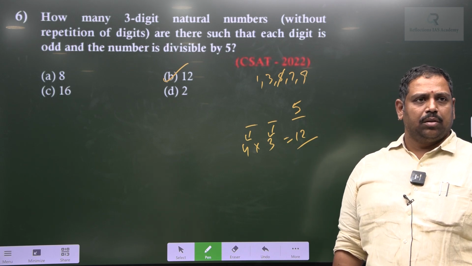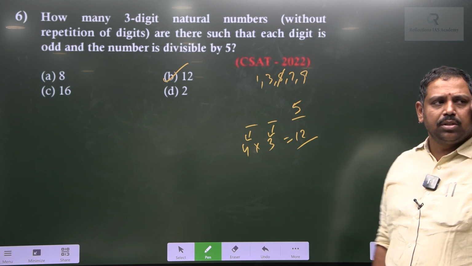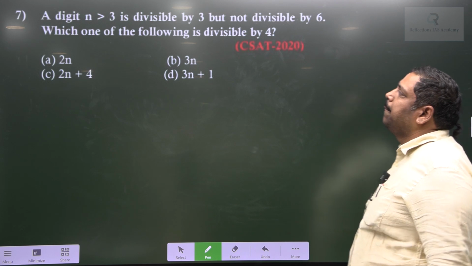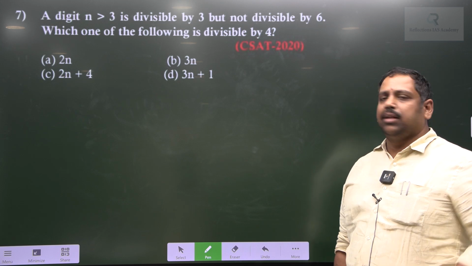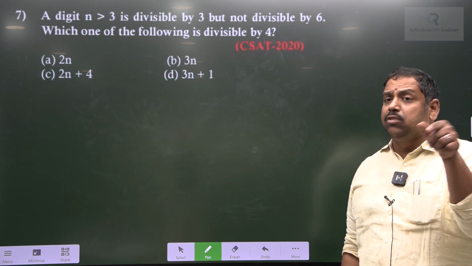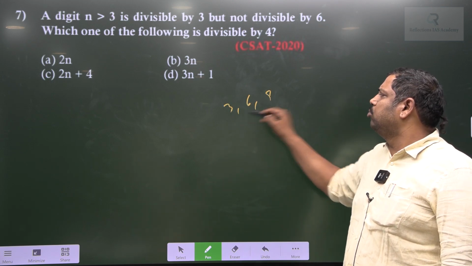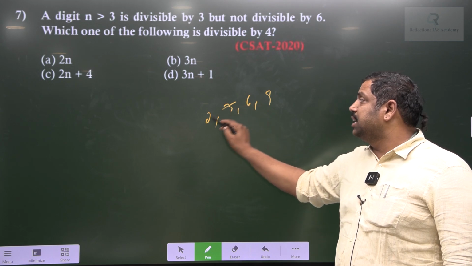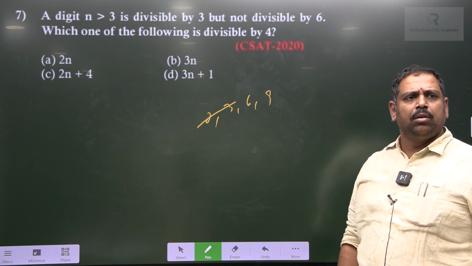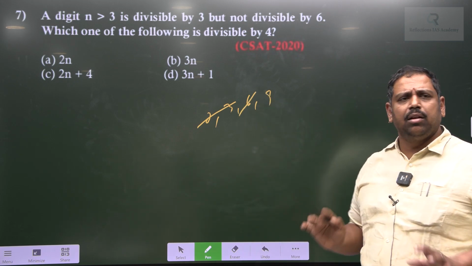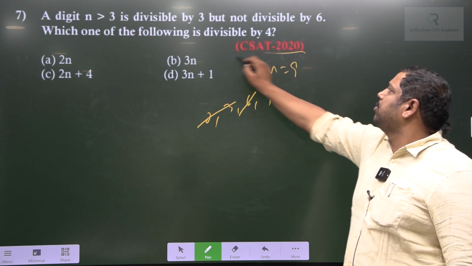Okay. It is the divisibility rule in conjunction with permutations and combinations. A digit n greater than 3 is divisible by 3. Here in the digits, divisible by 3 means 3, 6, 9 only and 0. And he is specifically saying that greater than 3, means these two will not. But not divisible by 6, means this is also not. So what is the value of n? 9 only. Okay. What is the value of n? It is 9. CSET 2020 question.